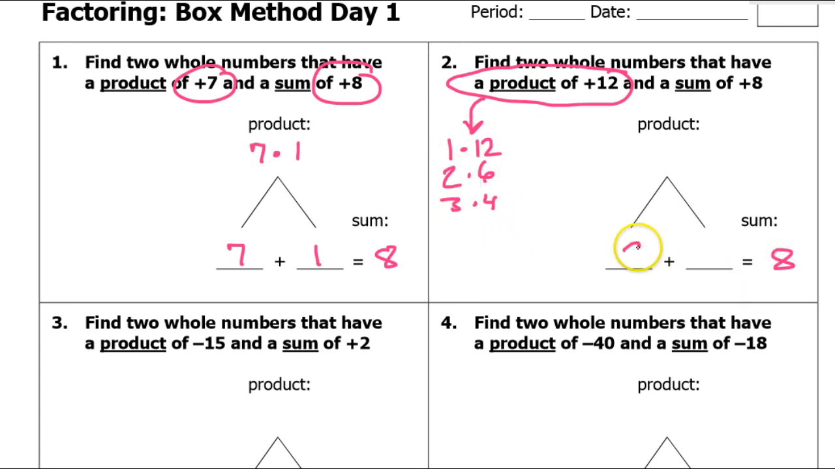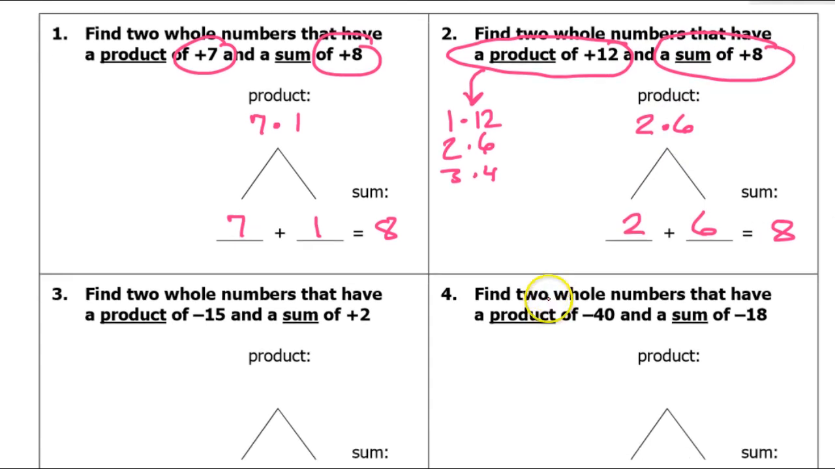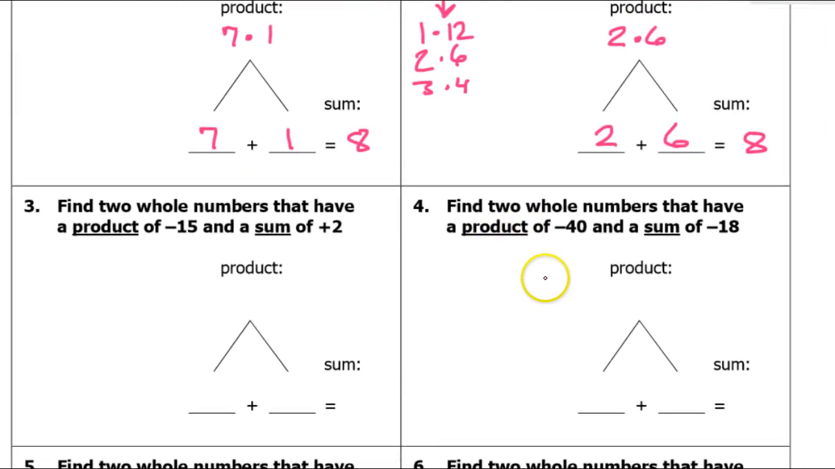Well, that would be 2 plus 6. Okay, so 2 times 6 gives me a product of 12. 2 plus 6 gives me a sum of 8. So product and sum. All right, take a look at problem number 3.